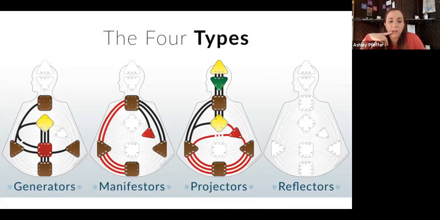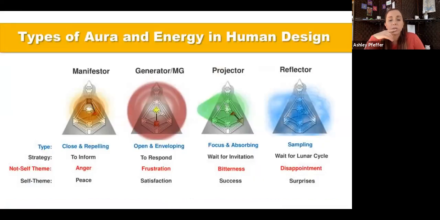so just a quick tidbit on the different energy types. We have generators and manifesting generators. You guys are in the same category. Manifestors, projectors, and reflectors. And these are the different aura types. This is how your aura interacts and interfaces with other people. Manifesting generators have closed and repelling or attracting energy depending on if you are attracted to what they're bringing, what they're creating. Generators have an open enveloping, and that just means that they can read a lot of people at once.